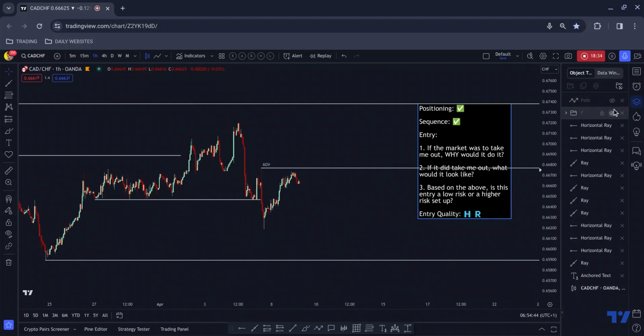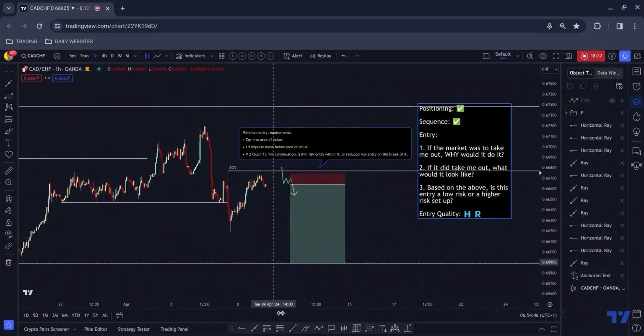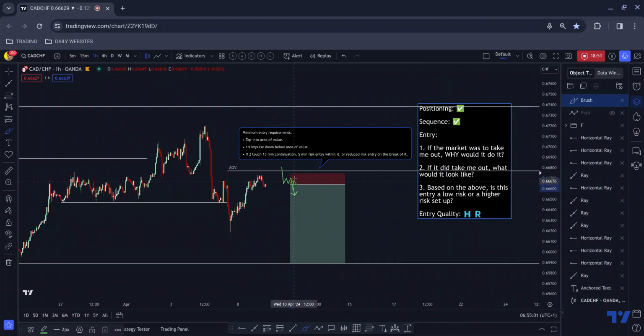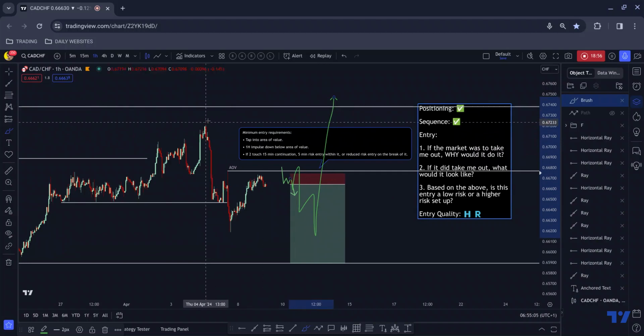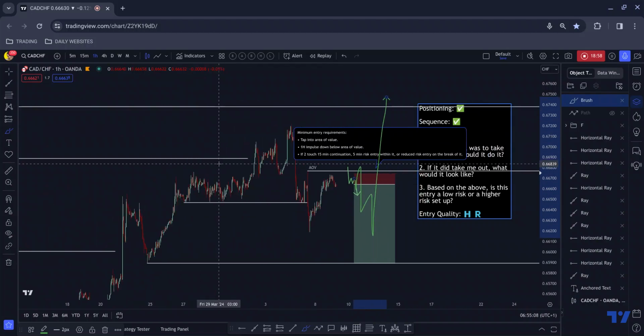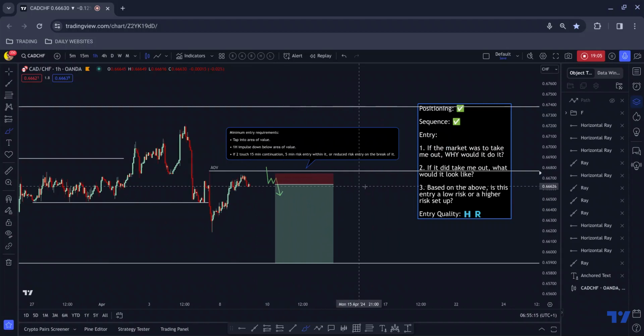If the market was to take me out, why would it do so? Well, why it would likely do so is because it's trying to find liquidity from this area sat above this high near miss too. So, based on if the market did take me out, what would it look like? Well, it may tag me in, tag me out, and do something like this, and then move to the upside to take out that high. Does that look abnormal to me? No, it doesn't look abnormal to me. And because that doesn't look abnormal to me, this is a higher risk position. That's how I gauge my positions. So there you go, HR, higher risk.